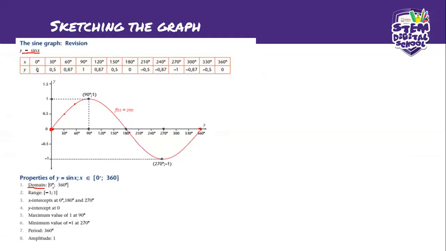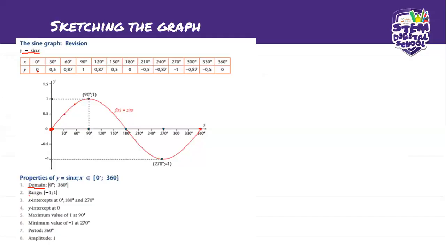Hence our domain is 0 degrees to 360, because at 0, that's where our graph starts, and at 360 degrees, that's where our graph ends, right? That's how you should determine the domain. Remember, the domain, we are referring to x values, right?